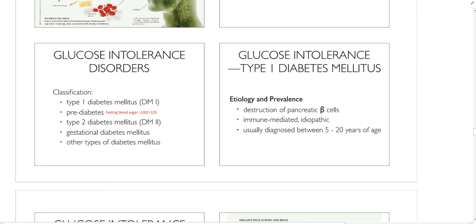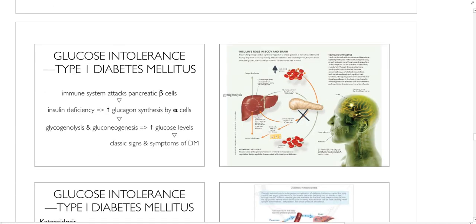Regardless of whatever the cause is, it's pancreatic beta cell destruction, and inadequate, if not no, insulin whatsoever being produced. And so the immune system attacks the pancreatic beta cells, leading to insulin deficiency, and glucagon production by alpha cells will then be increased, leading to glycogenolysis, which is the breakdown of glycogen, and gluconeogenesis, which comes from the products of glycogenolysis, and will then lead to an increase in glucose levels. And this will help to promote a lot of the classic signs and symptoms of diabetes.